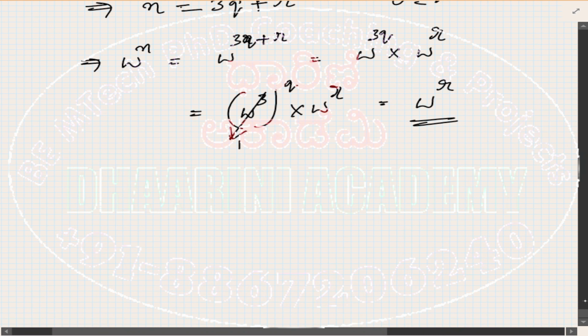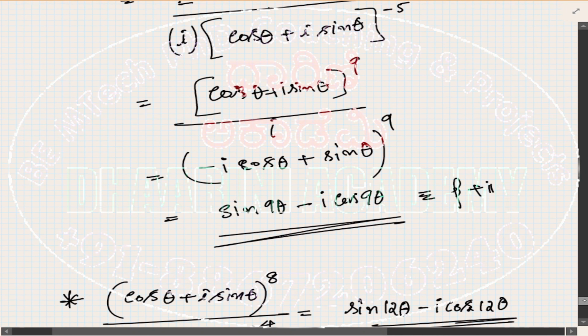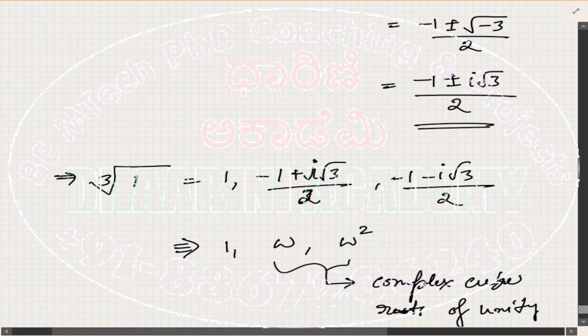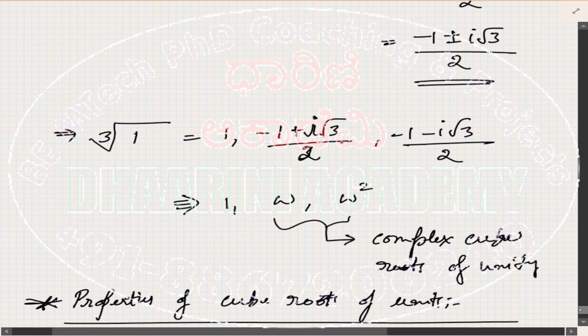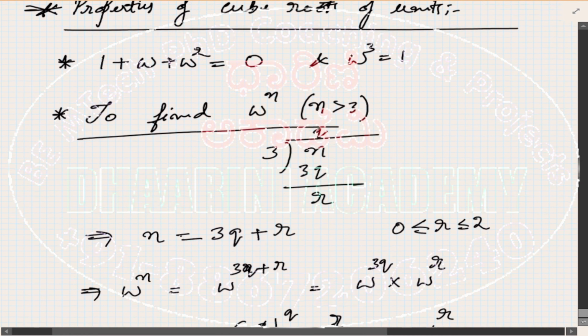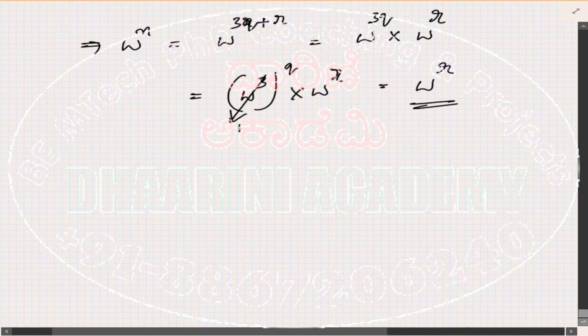So we know that omega value is equal to -1 plus root 3 i whole divided by 2. At the same time, the last one, if you get omega square, it's minus 1 minus i root 3 divided by 2. Okay, let's go ahead.